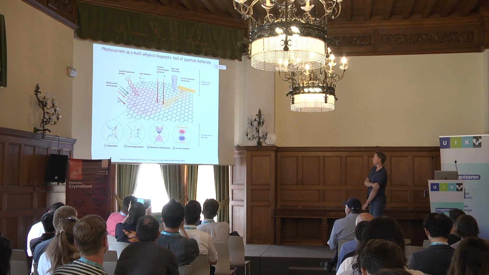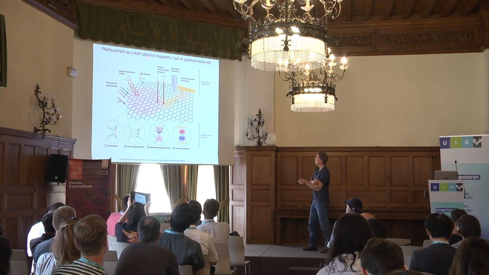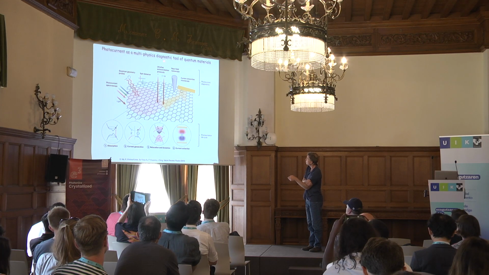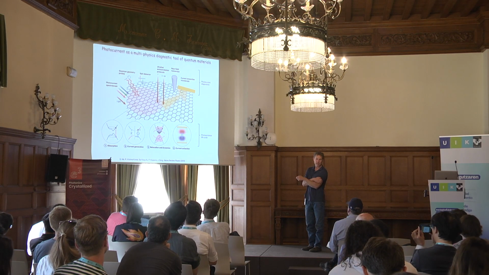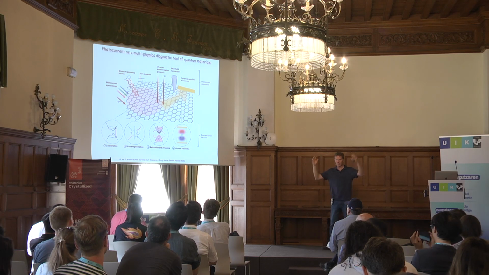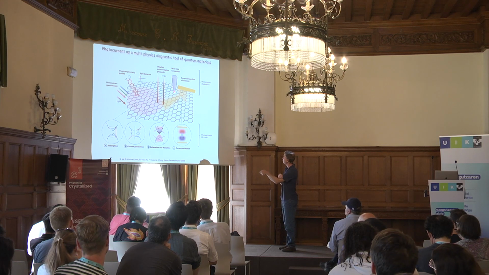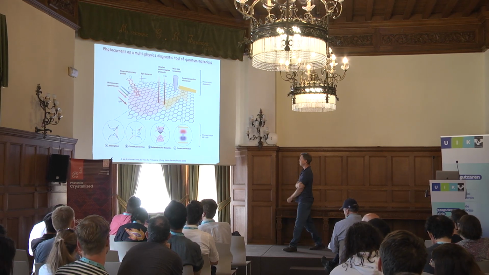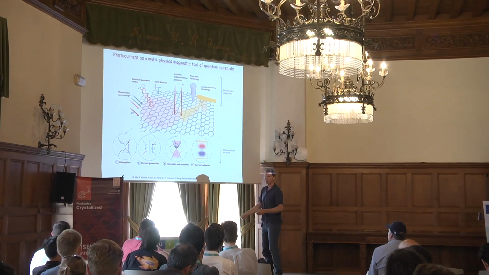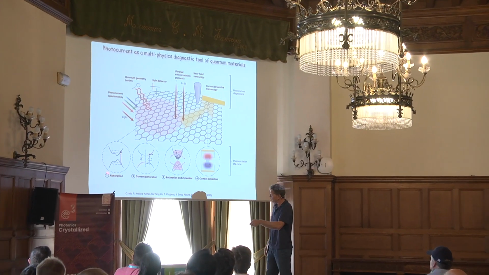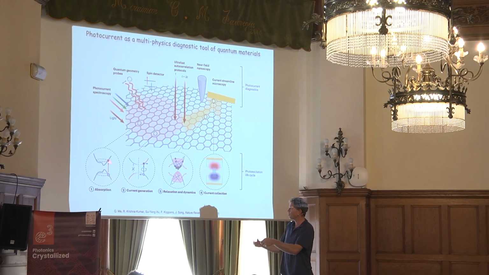What kind of things can you do with photocurrent? Okay, so this is a very busy image, but basically it's called a multi-physics diagnostic tool of quantum materials. This includes photocurrent in general, which means far-field photocurrent and near-field photocurrent. Right here, the tip is even shown, and you can learn about different phases in this process that I discussed before. You can learn about the absorption process and basically perform spectroscopy.